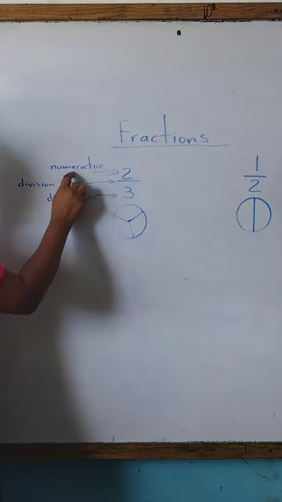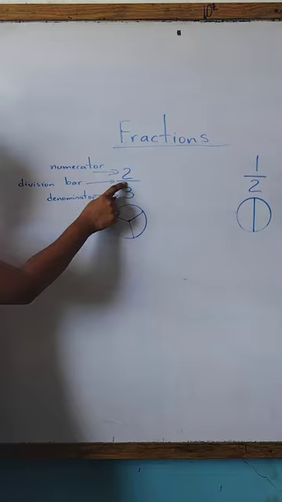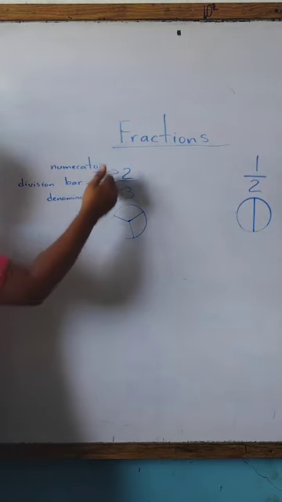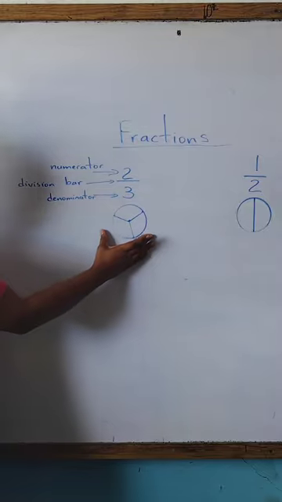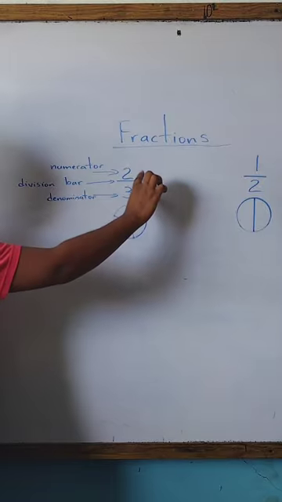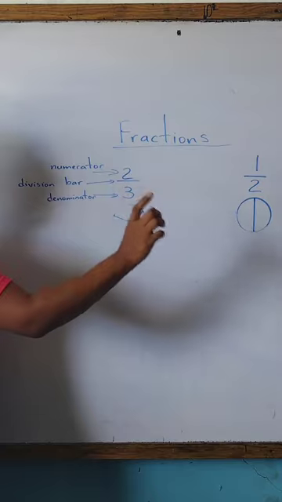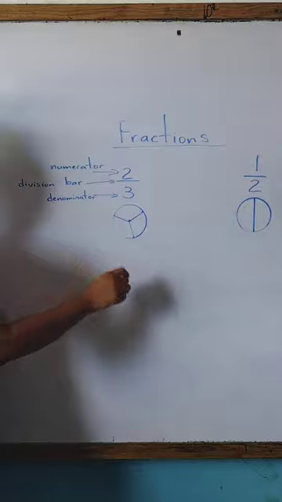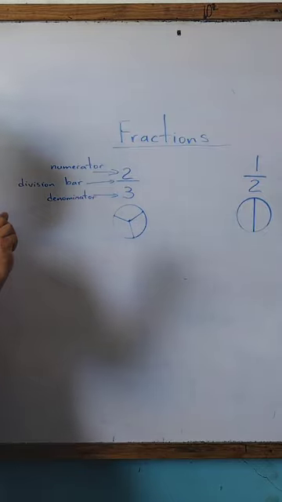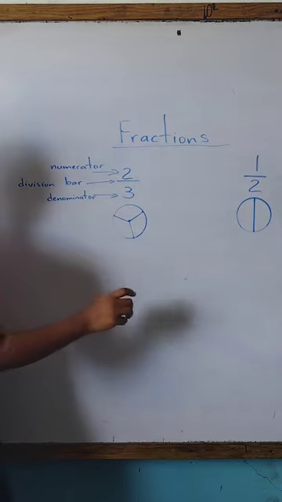Now we know that the first number here is our numerator. We know that this line is the division bar, and we know that the second number is our denominator. So what does it actually represent? Here I have a circle, and it's divided into 3 equal parts. So once you represent a fraction, you must note that when you divide your whole, it must be equal parts, because a fraction gives equality.